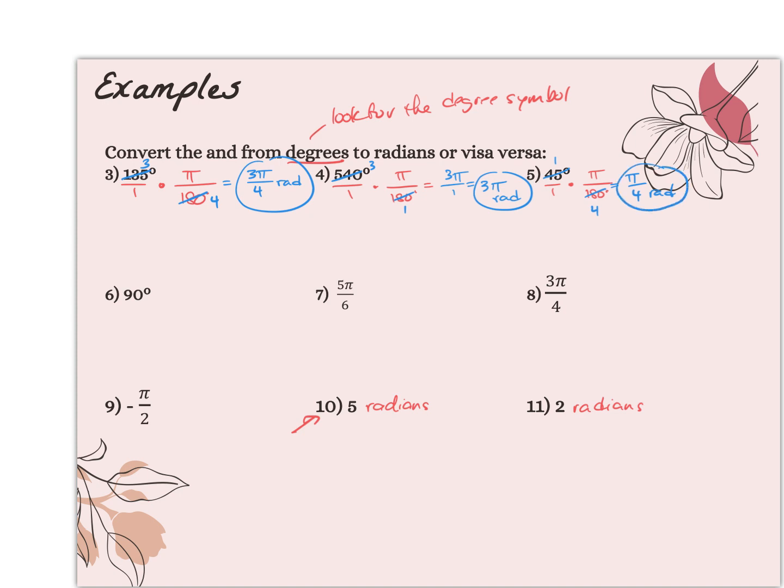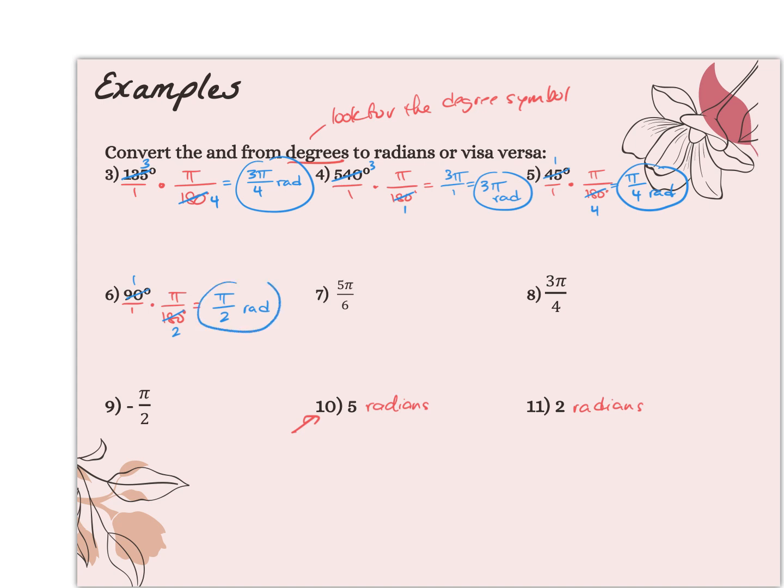We don't always write the word RAD. We just know it's radians, but I'm doing it to do everything the right way for you. So we have 90 degrees over 1. We're going to multiply that by pi over 180. I know that 90 goes into 90 once, and it goes into 180 twice. My answer is going to be pi over 2 radians.